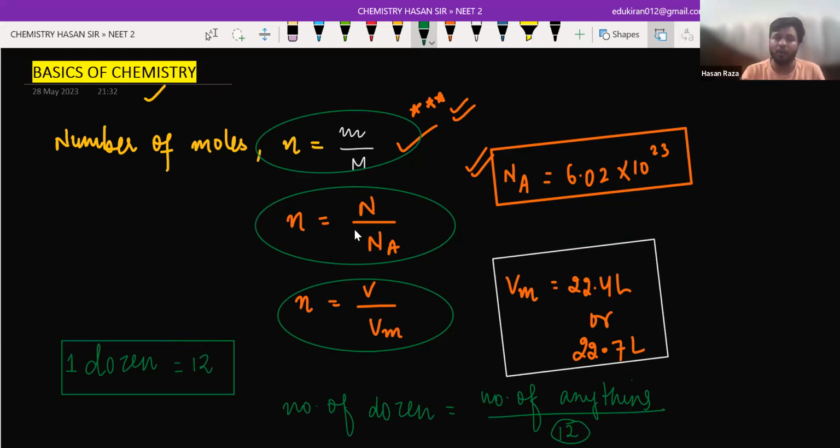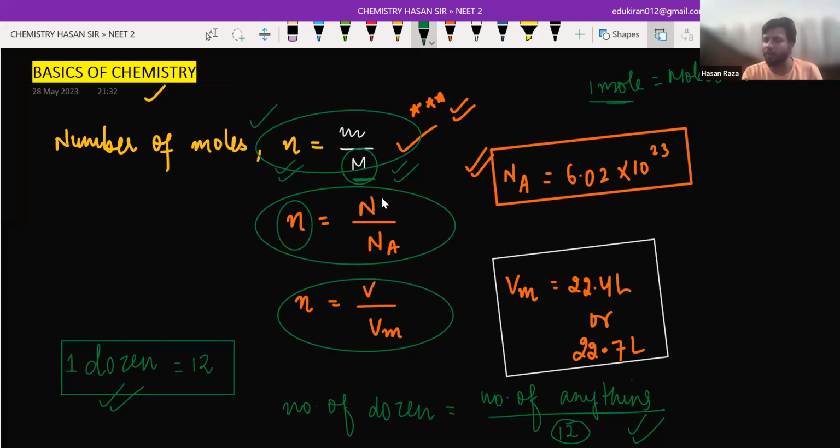In the same way, to calculate the number of moles, the first formula is given mass upon molar mass. If you divide by molar mass, that means basically 1 mole is equal to molar mass. You can compare this with the dozen, because 1 dozen equals 12, and to calculate the number of dozen you divide by 12. In the same way, in the first formula you divide by molar mass, so 1 mole is equal to molar mass.